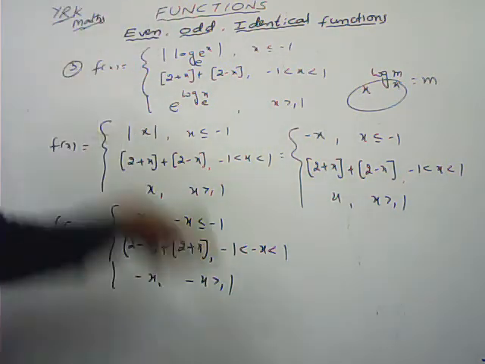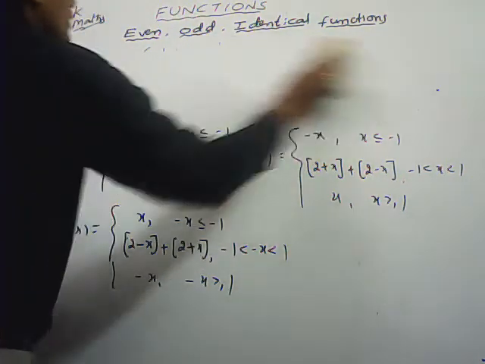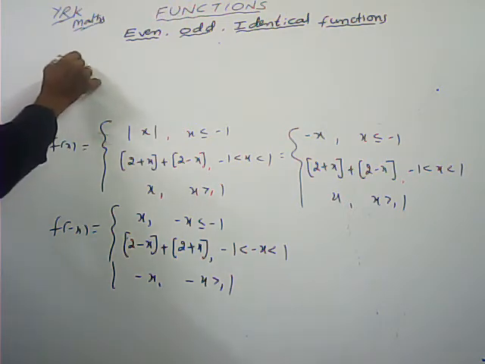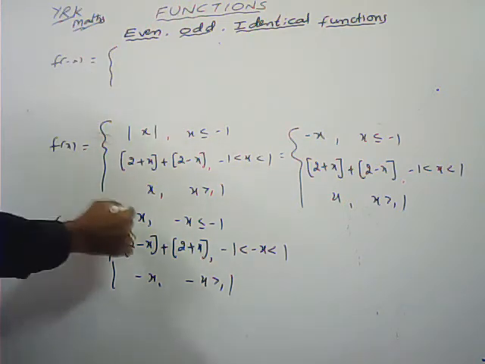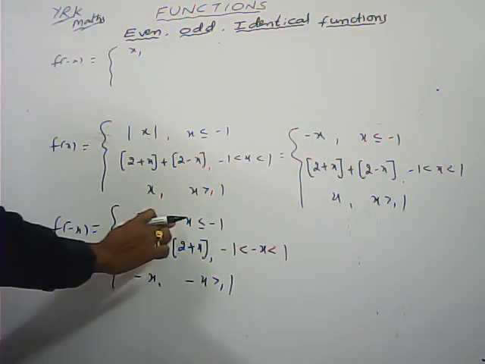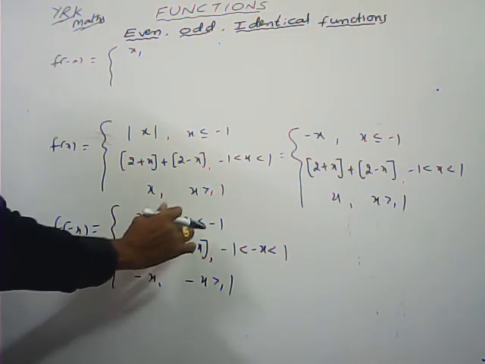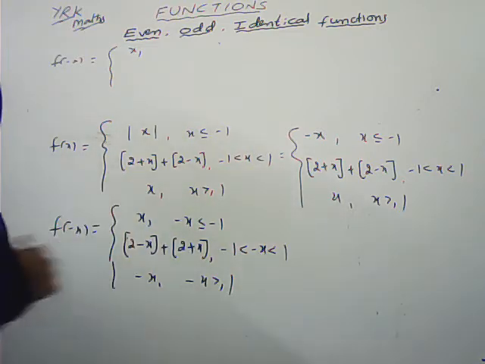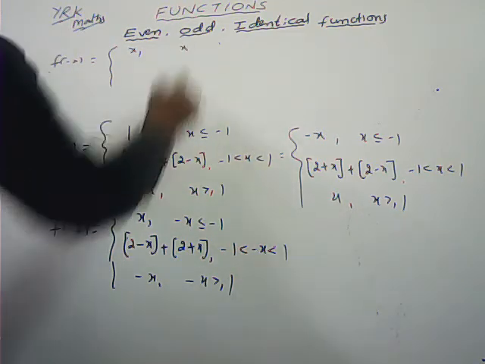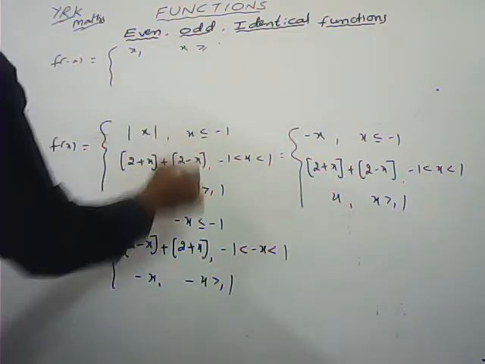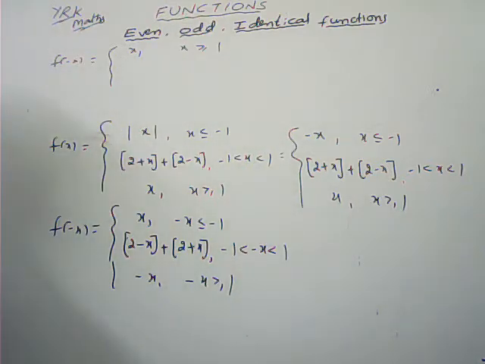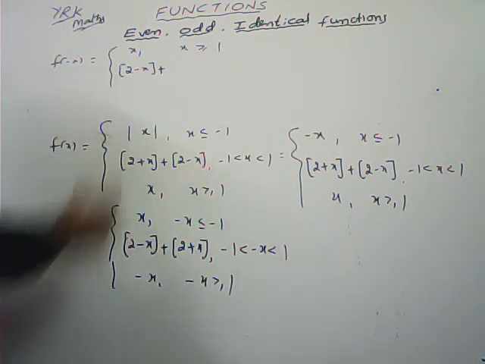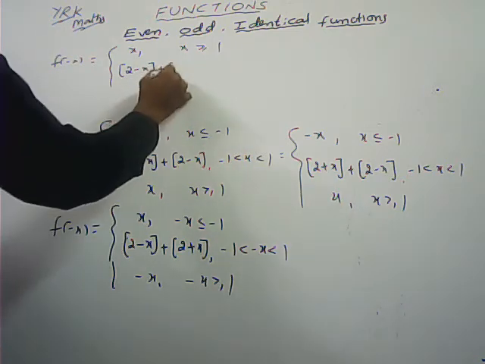Now f of minus x is equal to, here, when multiplying or dividing by a negative quantity, the inequality sign changes. Here we are multiplying by minus: minus into minus plus x, less than or equal to becomes greater than or equal to, minus 1 becomes plus 1. Now here 2 minus x plus 2 plus x.